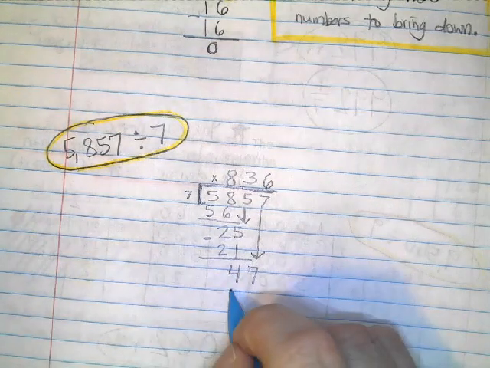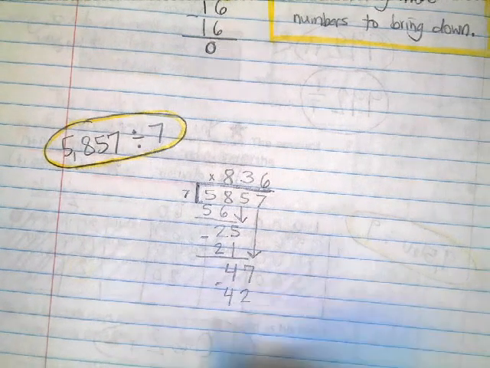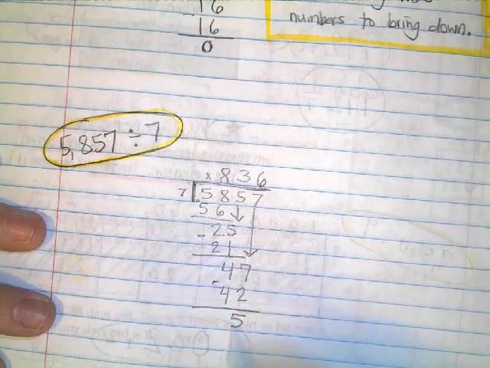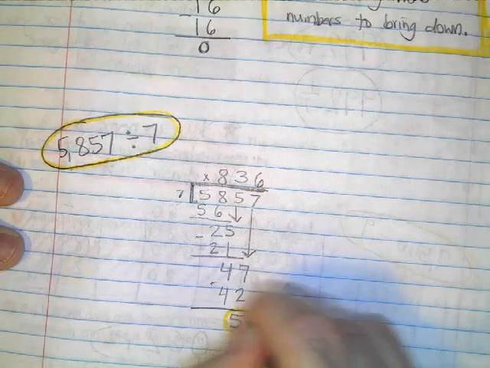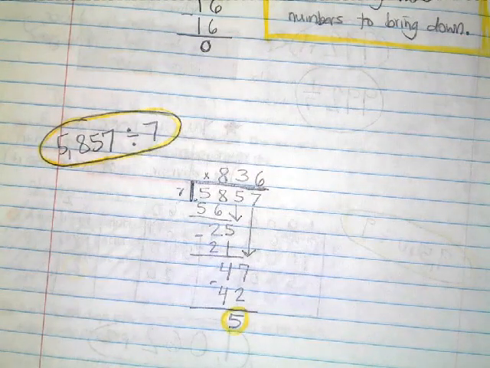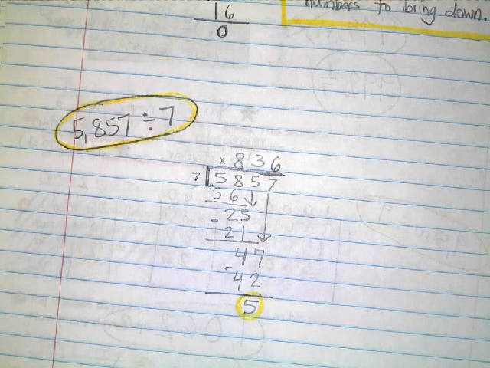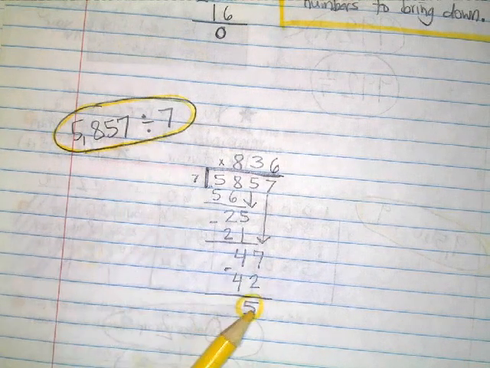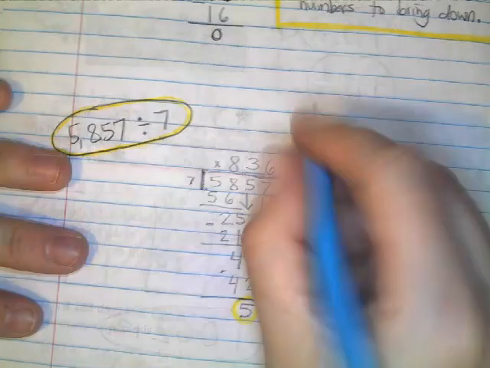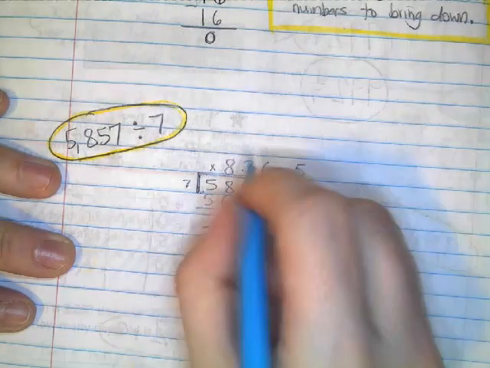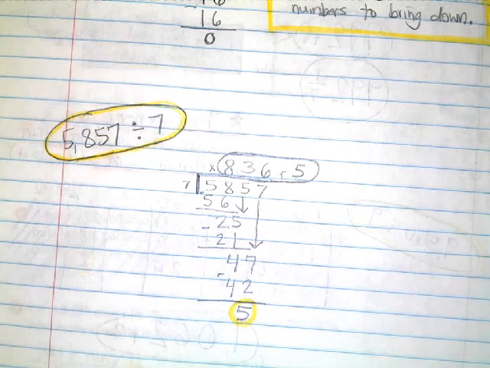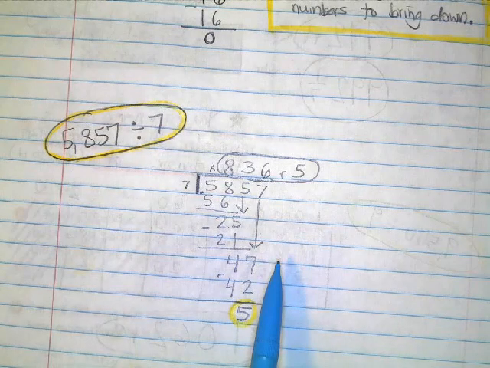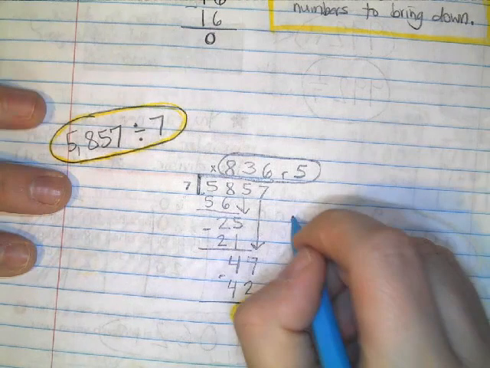Your next arrow should bring down the 7. And I start all over again. 7 goes into 47 6 times, which would be 42. 6 then goes on top because it's your answer. What was 7 times 6? It's 42, so I subtract it from 47. I bring down the next number. There's nothing to bring down. So I stop and check. Could 5 truly be a remainder? Yes. It's smaller than 7.